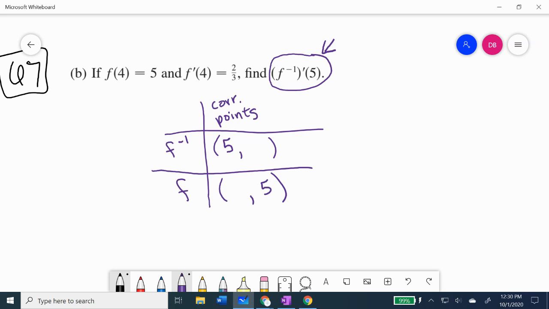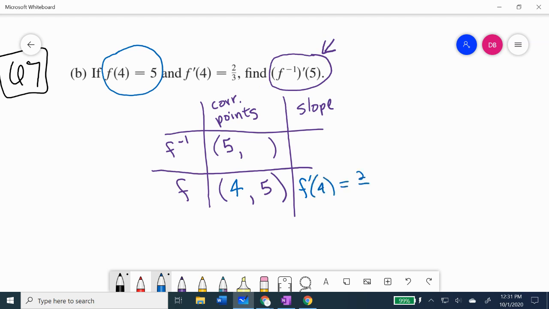So now I'm going to go and look at what I have here. And what I have here, I am told that f of 4 is equal to 5. Well, there's my 5 y value. That means 4 is my x coordinate of f that matters. Then I'm going to look at slope. What do I know about slope? I know that the derivative of f when it has x equals 4 is 2/3. So I'm going to say the slope of f at 4 is 2/3.